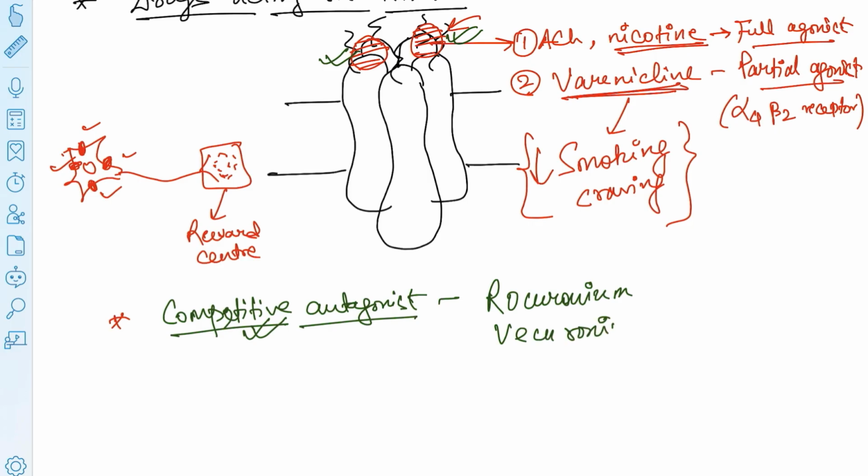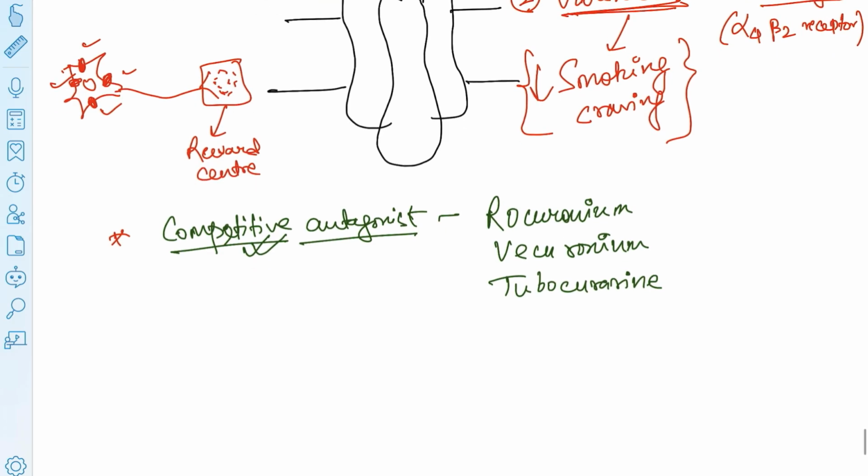Vecuronium and tubocurarine. Okay, so as nicotinic acetylcholine receptors are excitatory in nature, activation of them can cause skeletal muscle contractions, right? So if we inhibit that particular nicotinic receptor, that will cause skeletal muscle relaxation, right? So these are basically used as a muscle relaxant during surgery or maybe intubation.